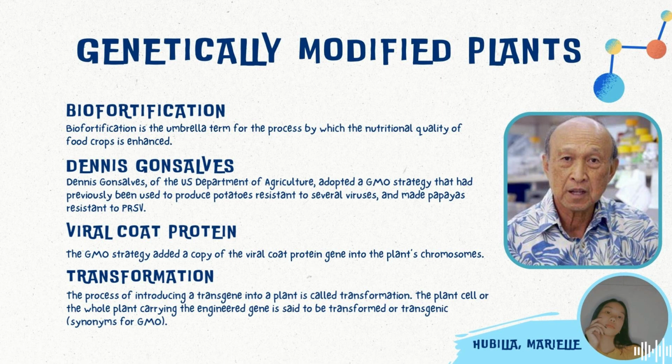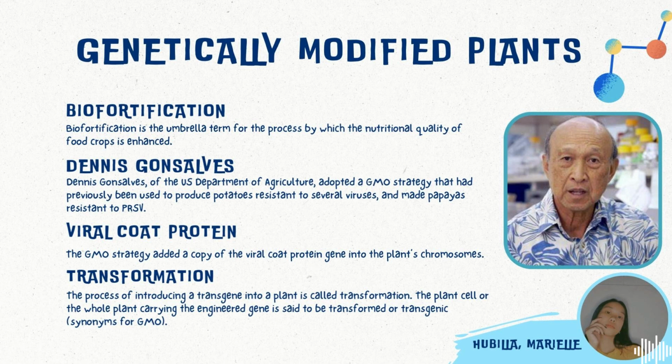So, when did the GMO technology occur? Here we have Dennis Gonsalves of the U.S. Department of Agriculture, who adopted a GMO strategy that had previously been used to produce potatoes that are resistant to several viruses and made papayas resistant to PRSV.